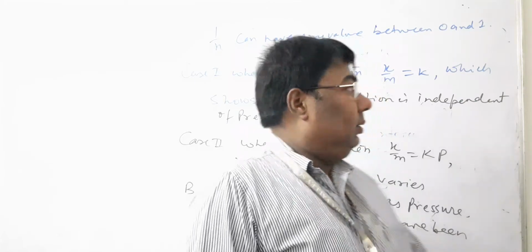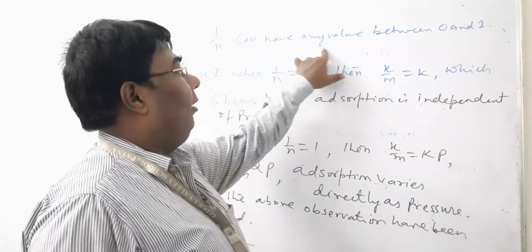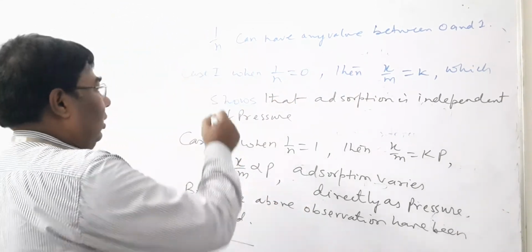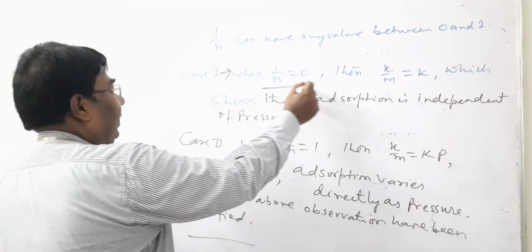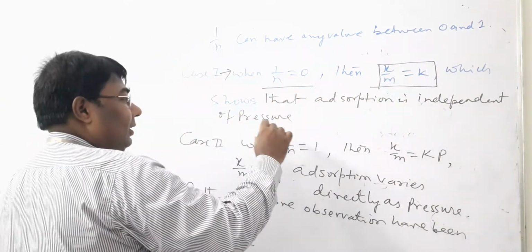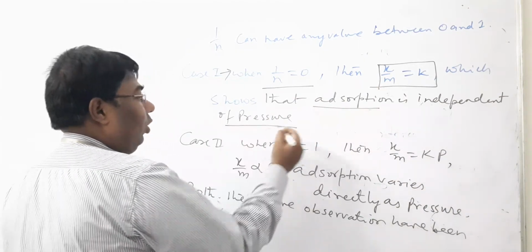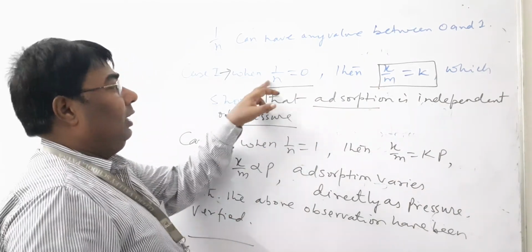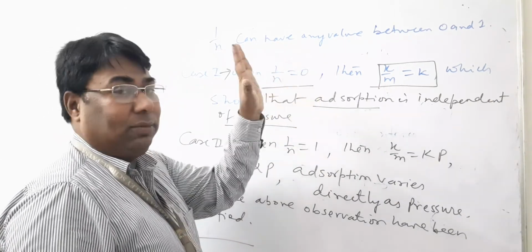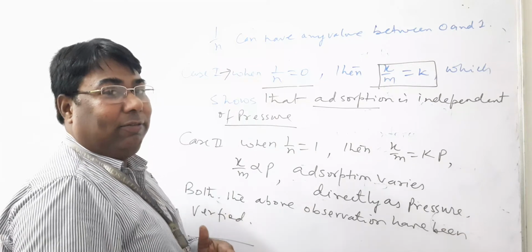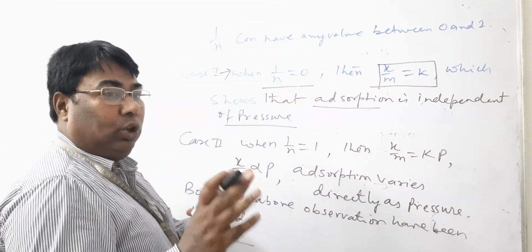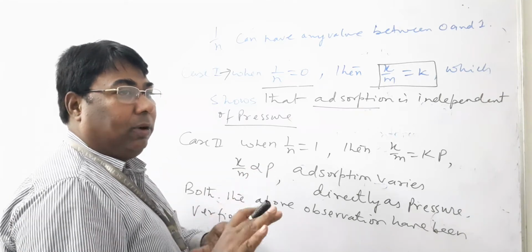Now further, 1 by n can have any value between 0 and 1. Case 1, when 1 by n is equal to 0, then x by m is equal to k. It means that adsorption is independent of pressure. When 1 by n is equal to 0, pressure becomes 0 in the power, so x by m becomes constant. That means it is independent from pressure. So in this case, the extent of adsorption doesn't depend upon pressure.